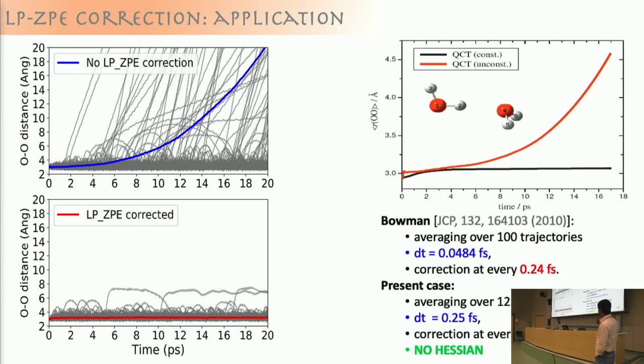Bowman did exactly a similar calculation and also had to apply some constraint to keep the dimer on hold. But Bowman applied a very small time step and also corrected very frequently compared to my case, because as I told you, they are applying this sign change of momentum, which will be very noisy. And the more important thing, I do not require any Hessian.